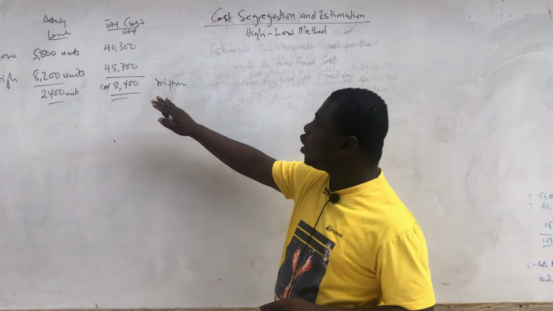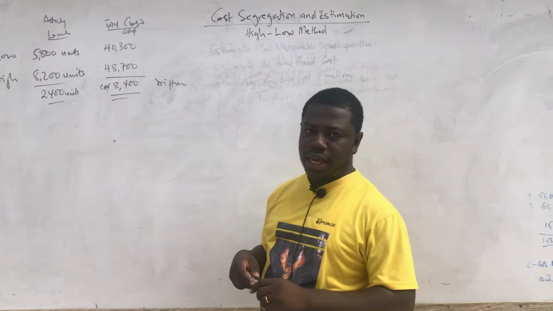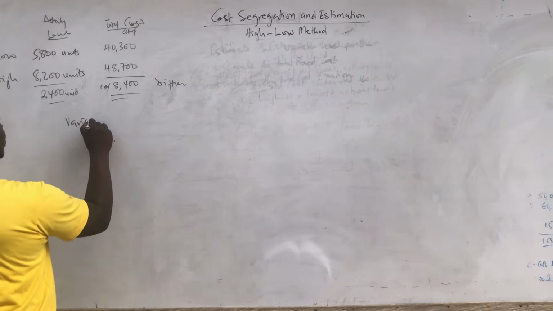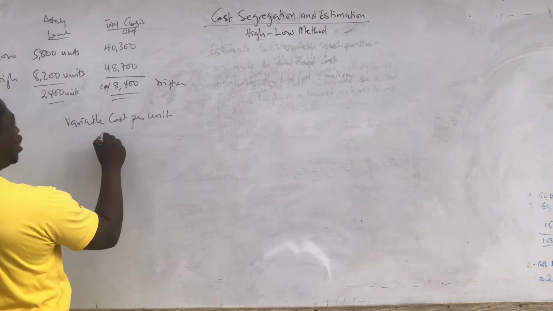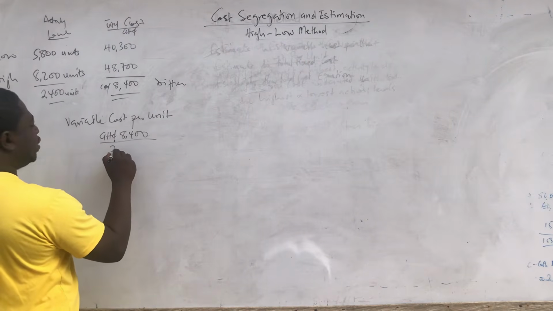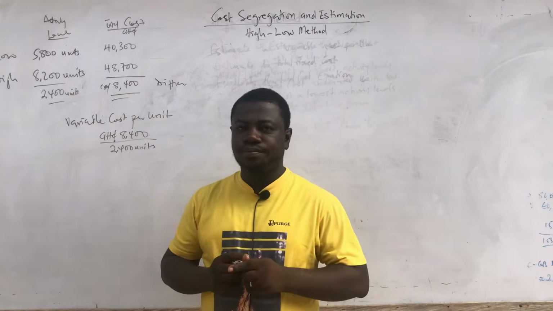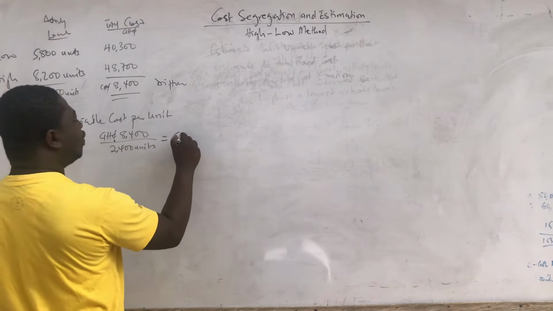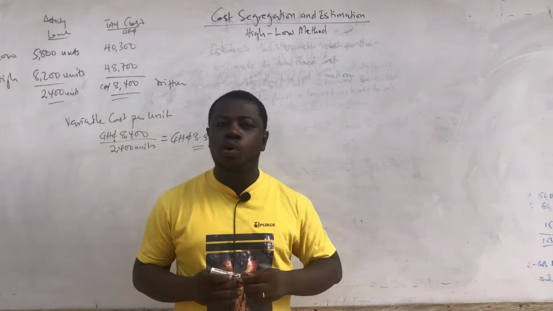And so this is what it means. Once you are able to find the lowest and the highest activity level, you subtract the lower from the higher. And once you get this, you can find your variable cost per unit. Your variable cost per unit will be the difference between the cost, which is 8,400, over the difference between the activity levels, which is the 2,400 units. This is how it's supposed to be. And so when we divide, we are going to have variable cost per unit of 3 cedis, 50 pesewas. This is how our variable cost per unit is going to be.